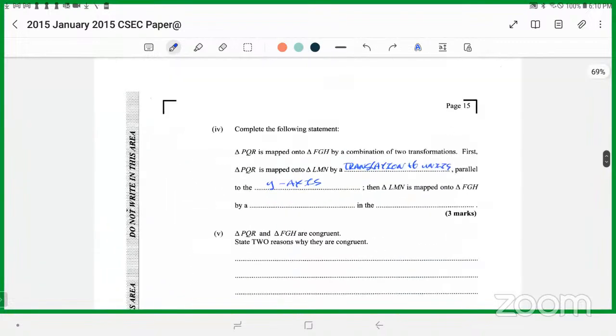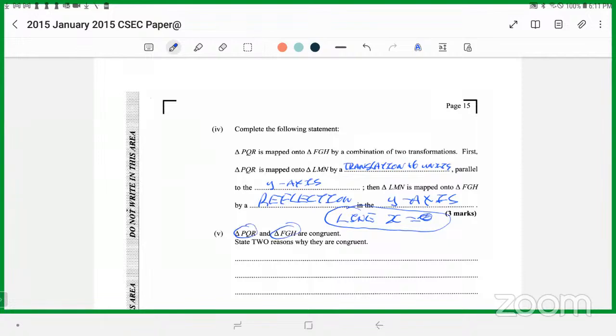Followed by this onto this by a reflection in the y-axis. I just say in the line x = 0. Line x = 0 is the y-axis. That's it. It says PQR and FGH are congruent.